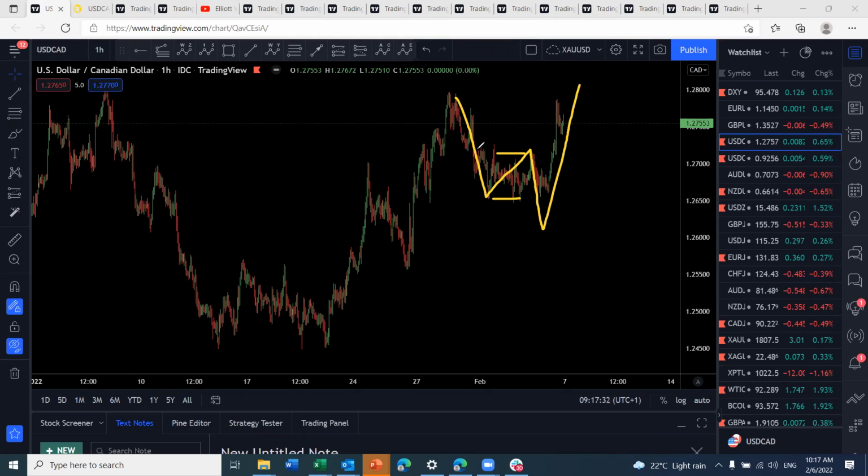But this is showing you the sequence in the cycle. As much as we had the news events that push the market quickly, the structure still remains. We still got a move to the upside on US dollar CAD.